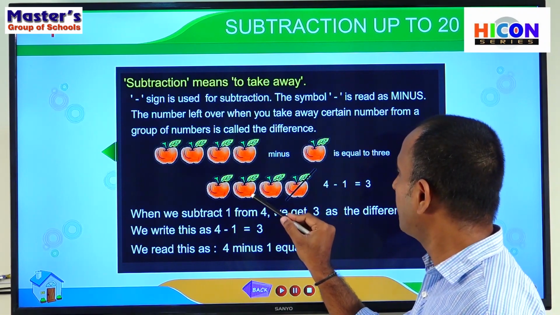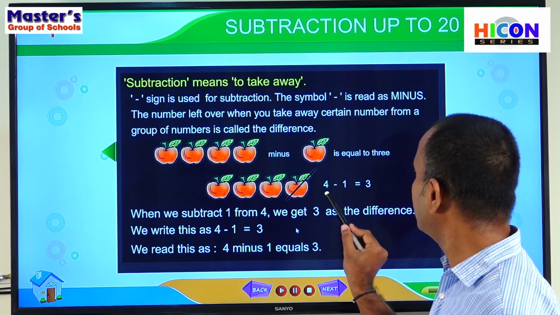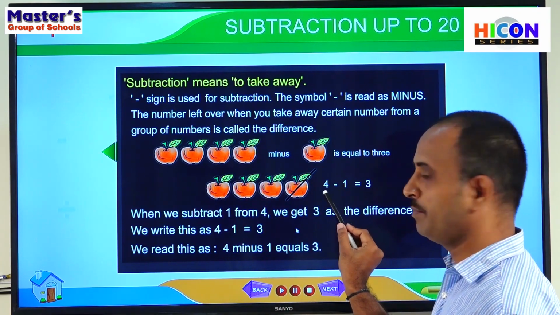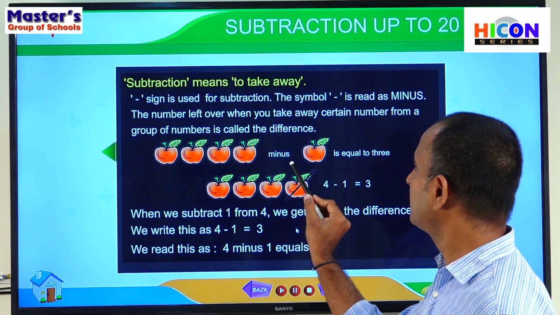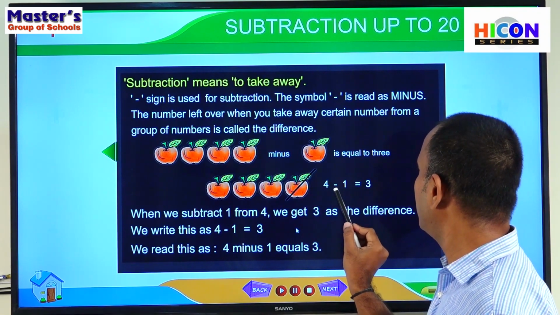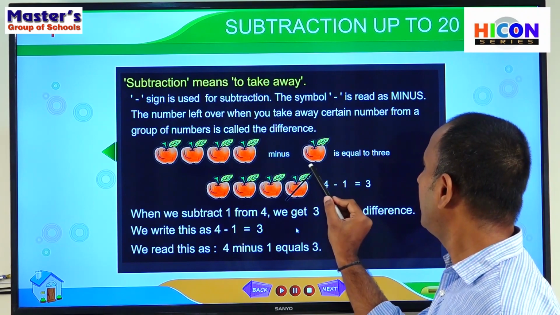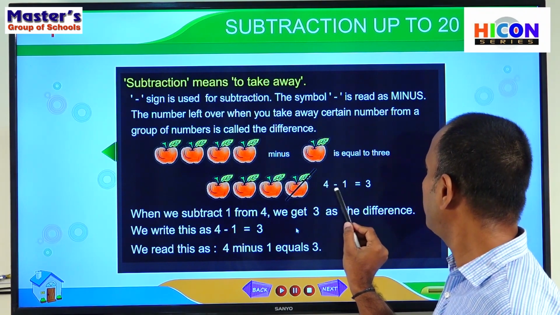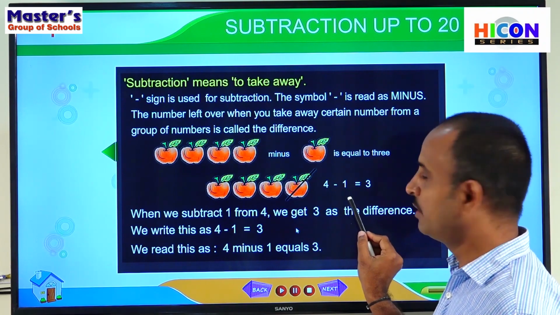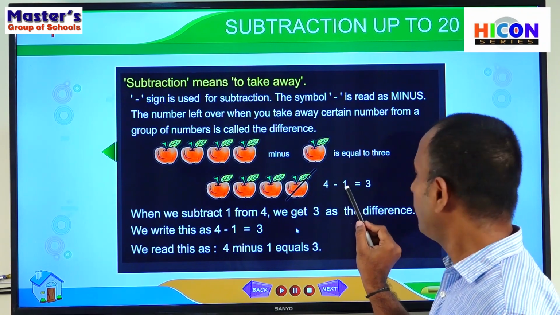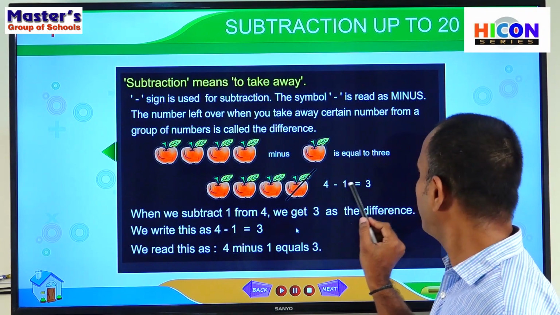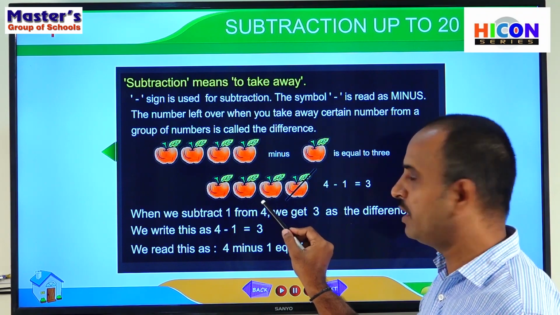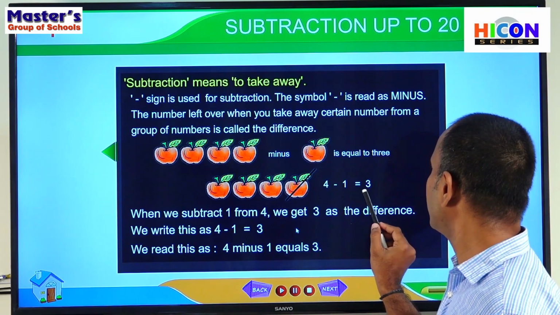It can be represented in number form like this. 4 apples can be represented by the number 4. Minus can be represented in symbolic form, that is a small line. And this 1 apple can be represented as 1. So 4 minus 1. That means we have to take away 1 from 4. We have to subtract 1 from 4. How many apples do we have left? 3 apples. So the answer is 3.